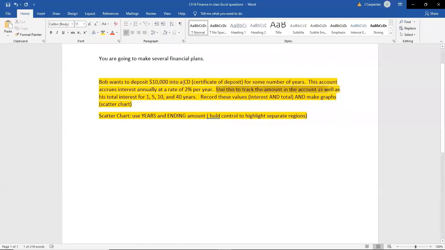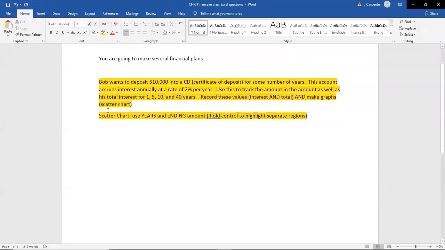But that's because borrowing money is cheap right now, which we don't need to get into. Use this to track the amount in the account as well as his total interest for 1 year, 5 years, 10 years, and 40 years. Record these values, interest and total, and make graphs, aka a scatter chart. And when we get to the scatter chart, we want to use the years and the ending amount. And as a reminder, if you need to go over gaps in Excel, holding control will help you do that.